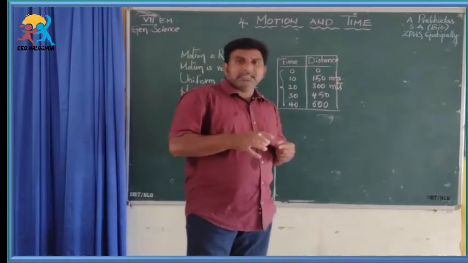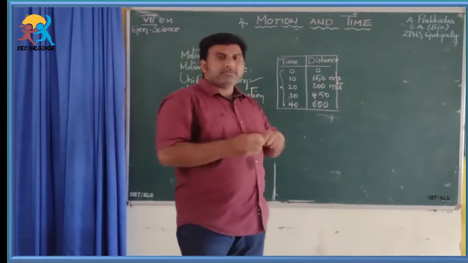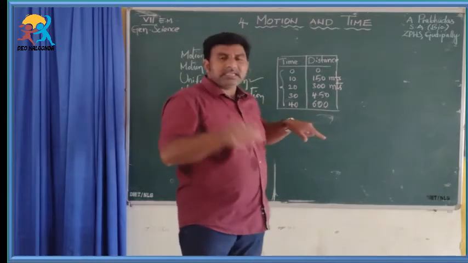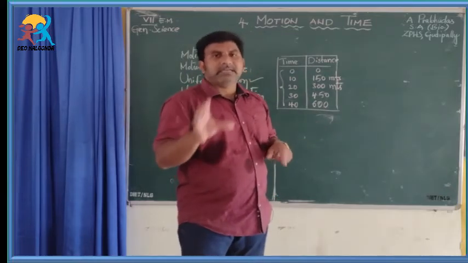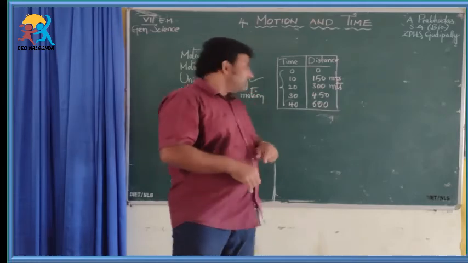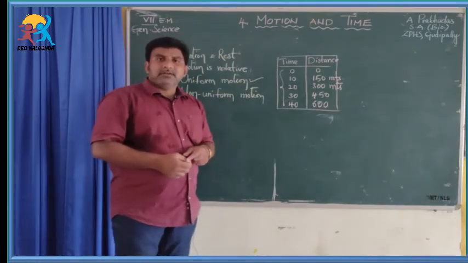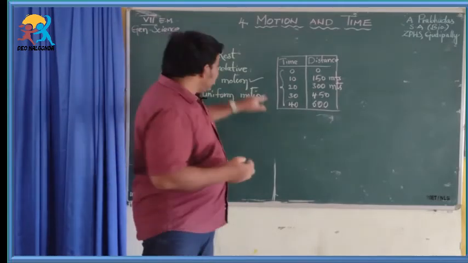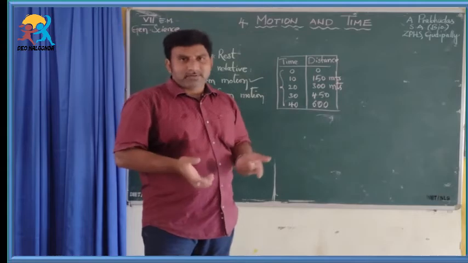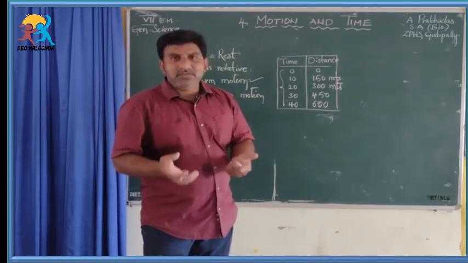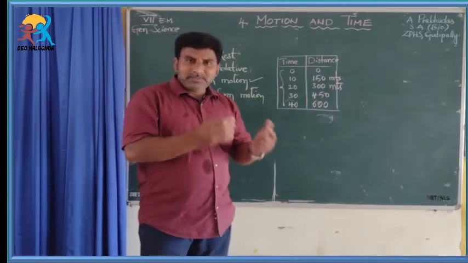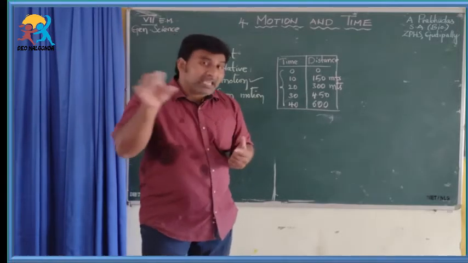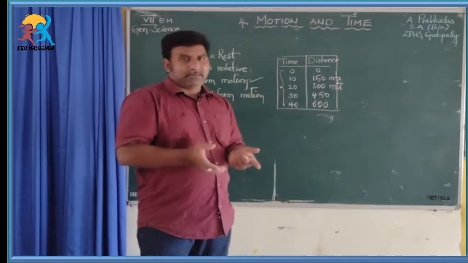A body is said to be in uniform motion if it covers equal distances in equal intervals of time. Then there is another type of motion called non-uniform motion. It is opposite to the uniform motion. In non-uniform motion, an object covers unequal distances in equal intervals of time.